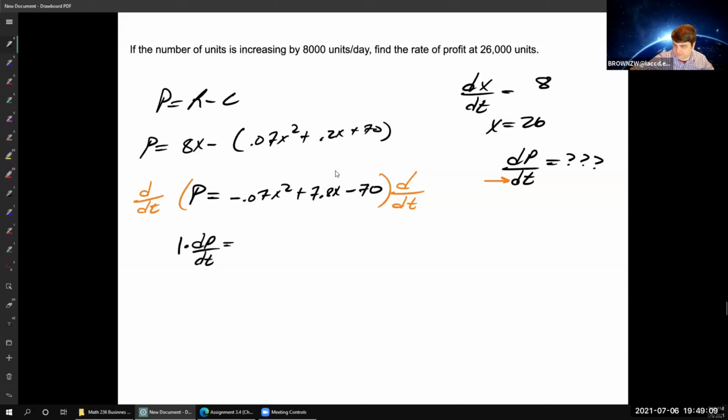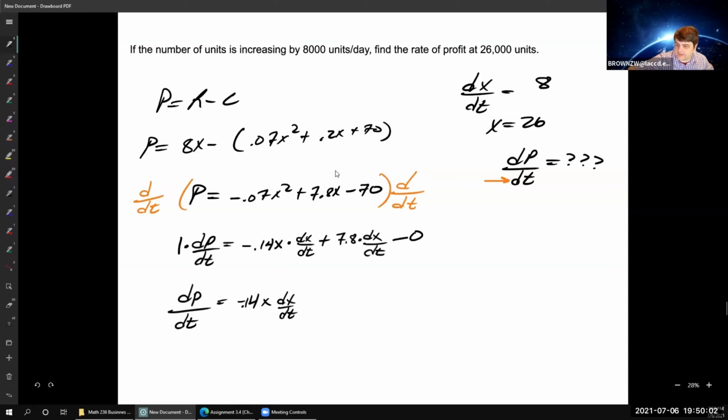Okay. So since none of these other variables match up, every time we take a derivative here, we're going to have this chain rule. So 2 times negative 0.07 is going to give me negative 0.14x times dx/dt, since the variables don't match, plus the derivative of 7.8x, which is just 7.8, and then this chain rule of dx/dt. And then technically the derivative of negative 70 is just 0. So just simplifying, we have dP/dt is equal to negative 0.14x dx/dt plus 7.8 dx/dt.